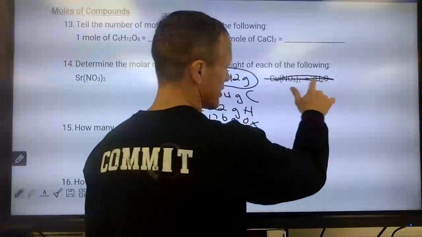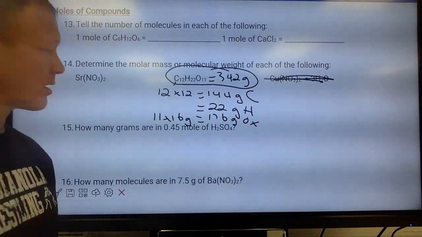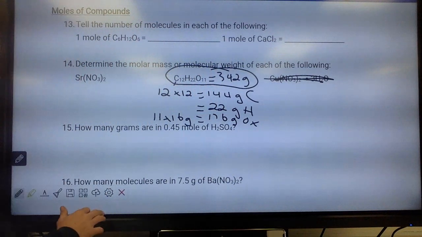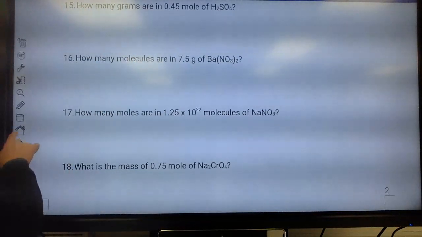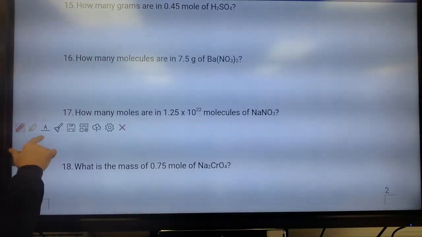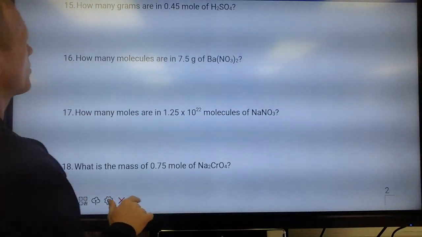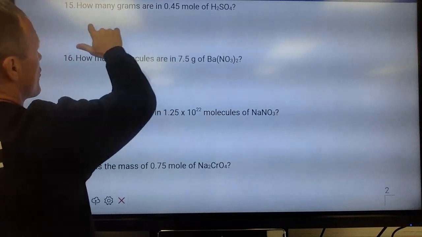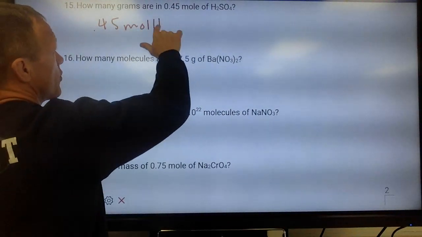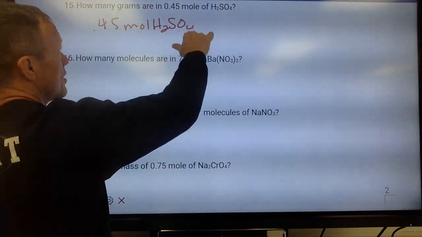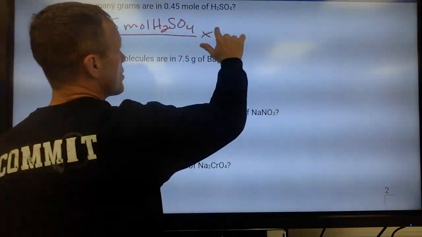I'm going to skip this one because it's something kind of different that we'll worry about later. All right, so now dimensional analysis with these. I'll do a couple of these problems. So how many grams are in 0.45 moles of H2SO4? So I'm going to start with what they give me. Nothing goes underneath there.